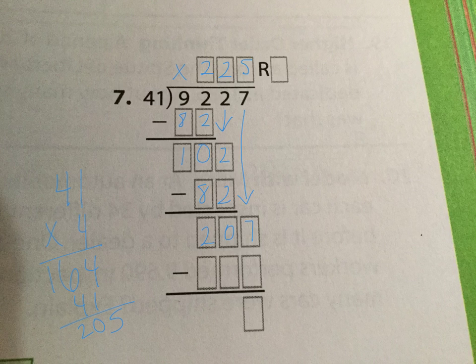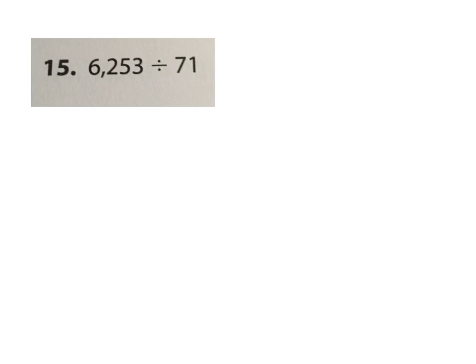5 times 41, we found out, is 205. So let's record that. You subtract, and we have 2 left over. We do not have any numbers left to bring down, so this 2 becomes our remainder. Your answer, or quotient, is 225 with a remainder of 2. Another sample problem.